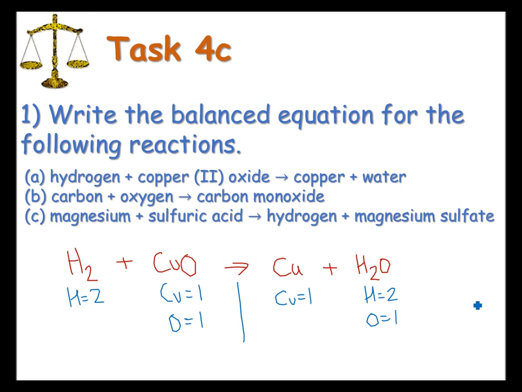So looking left to right, I see that it's 2 hydrogens and 2 hydrogens. That one's good. I have 1 copper and 1 copper. That one's good. And then I have 1 oxygen and 1 oxygen. That one's good. So in terms of coefficients, this is already balanced. I don't have to worry about coefficients, right? These coefficients of 1 are already assumed. Okay? So it's 1 to 1 to 1 to 1 in terms of its ratio. So I'll let you solve the other 2 on your own, and then we can move on.